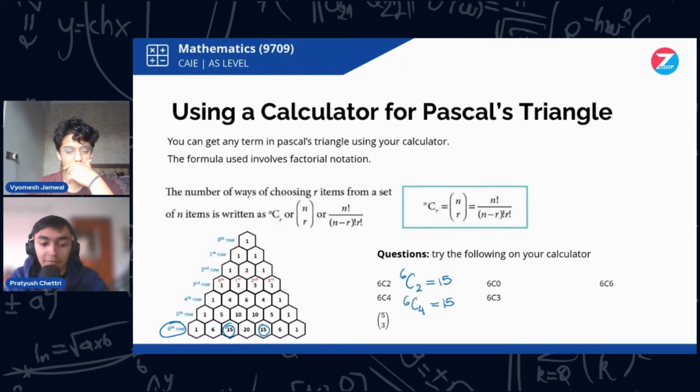So if you do similarly, this notation just means the same thing as nCr notation. So you do 5C3, that's 10. And since you know that it starts at 0, 6 C 0 is 1. 6 C 3 is 20. And if you choose all 6 out of 6, there's only one way to do that.